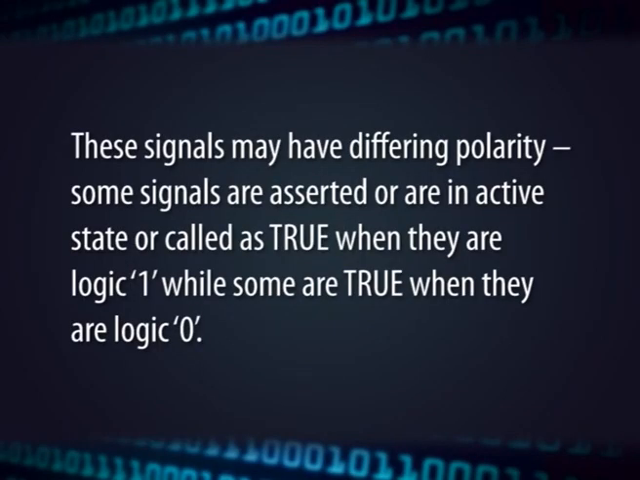The control signals indicate the state of nodes to each other for easy and reliable data transfer. These signals may have differing polarity. Some signals are asserted, or are in active state, or called true, when they are logic 1, while some are true when they are logic 0.